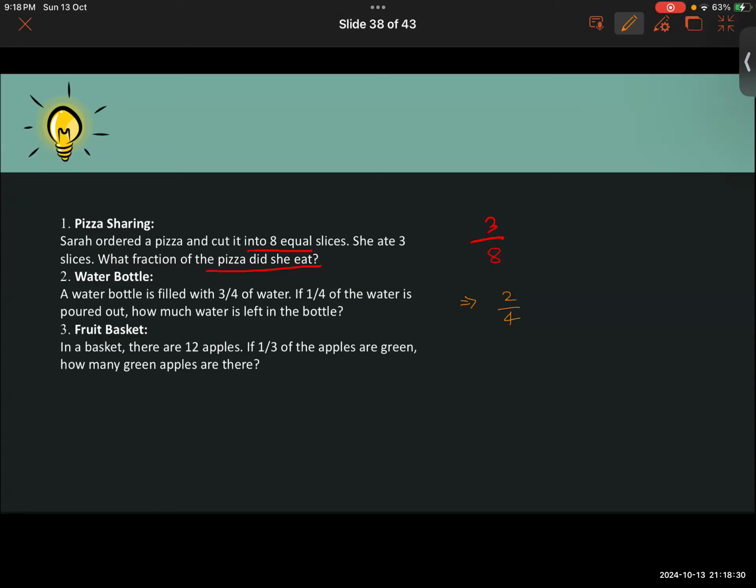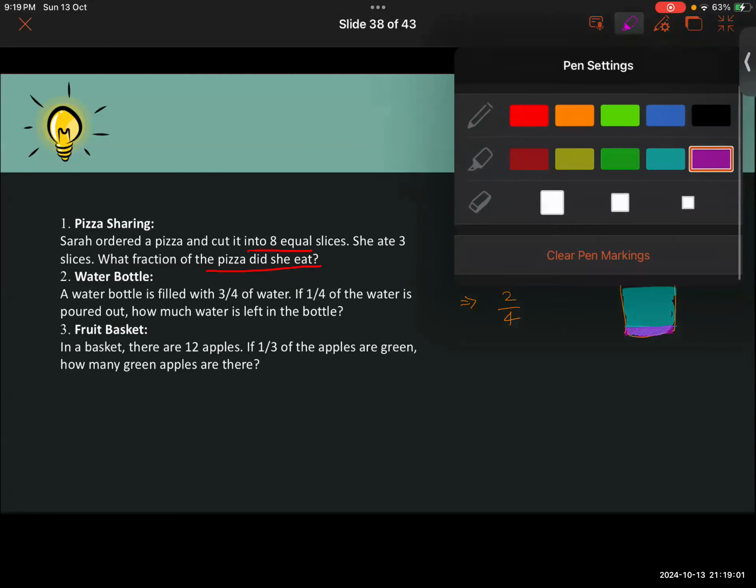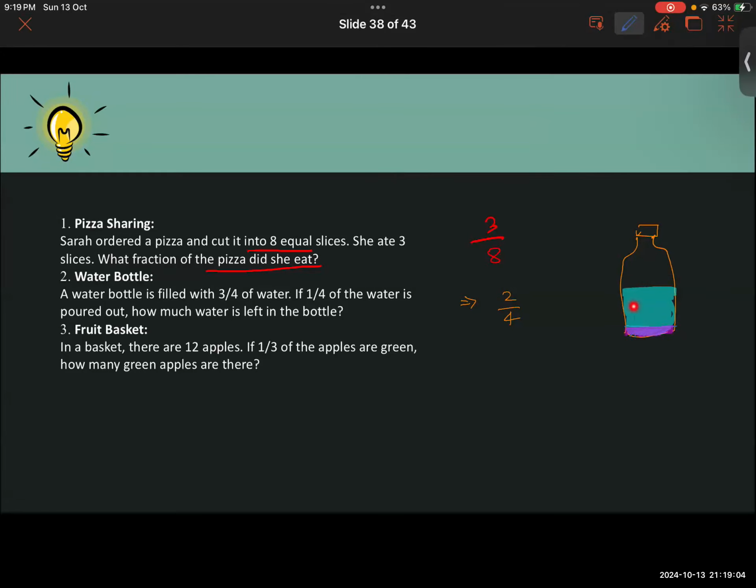Okay. So the question is saying here, a water bottle is filled with 3/4 of water. So there is this water bottle and it has been filled with water. Let's say 3/4 of the area of this is filled with water. Now further the question is saying that out of this, 1/4 of the water is being poured out. Let's say that this much of water has been taken out of it. So now how much of water is left in this bottle? You understood this question?